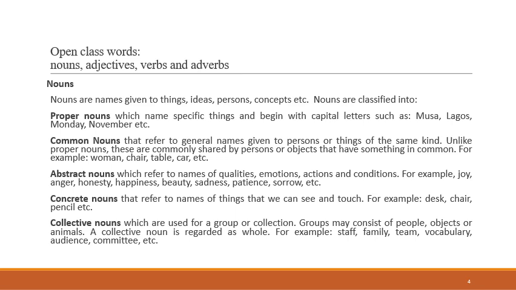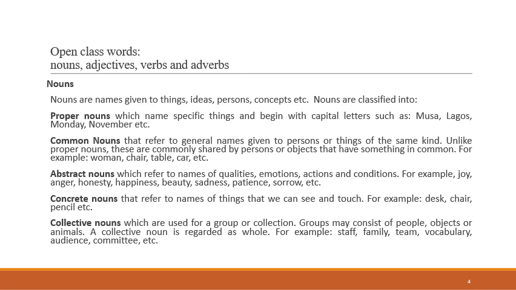And lastly, collective nouns are names referring to a group of things matched together and to be addressed as one. For instance, staff, family, vocabulary, team, audience, committee. Taking a closer look at these, they are all nouns referring to a group of things or people matched together. For instance, take staff.